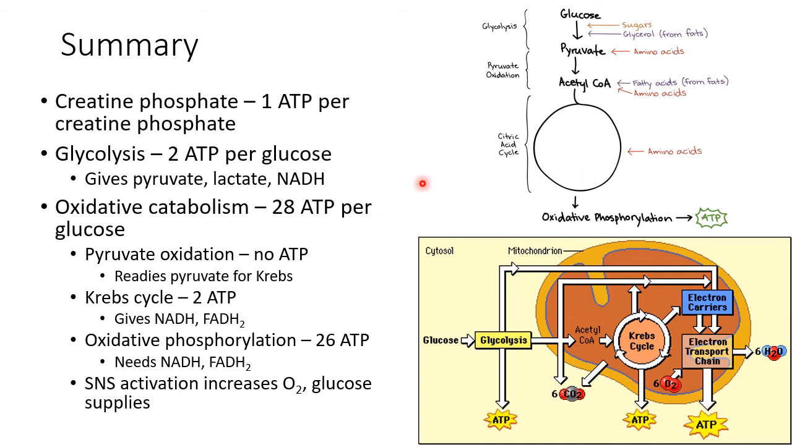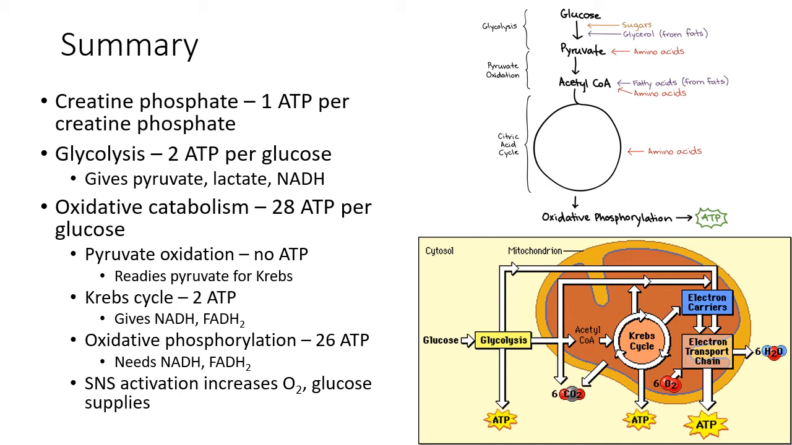If you have something else like fatty acids or amino acids that you need to use instead of glucose, the amino acids can enter at different points. They could enter the Krebs cycle, they could enter pyruvate oxidation. It depends on which amino acid you're talking about. If you're breaking down fat, you're actually going to get fatty acids and glycerol from that. The glycerol is going to enter glycolysis. The fatty acids would enter the Krebs cycle as acetyl-CoA. But that you actually don't need to know.